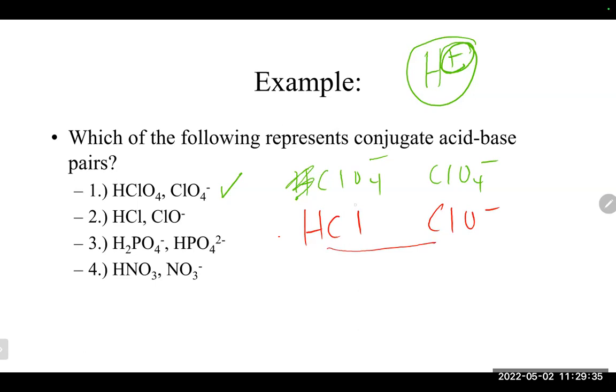So another difference, this guy has an oxygen, this one does not have an oxygen, which means they are not a pair. Again, the only difference can be an H plus difference between them. Any questions on that one there?